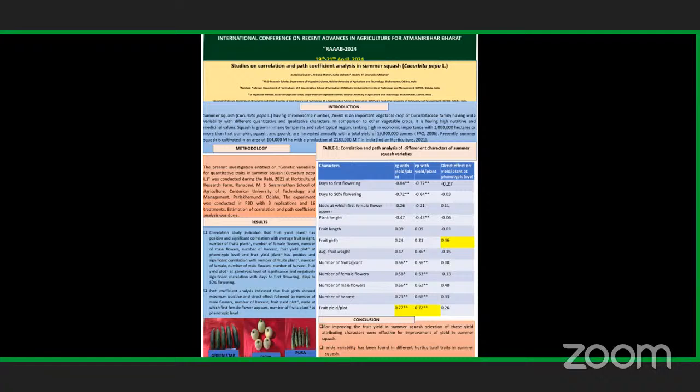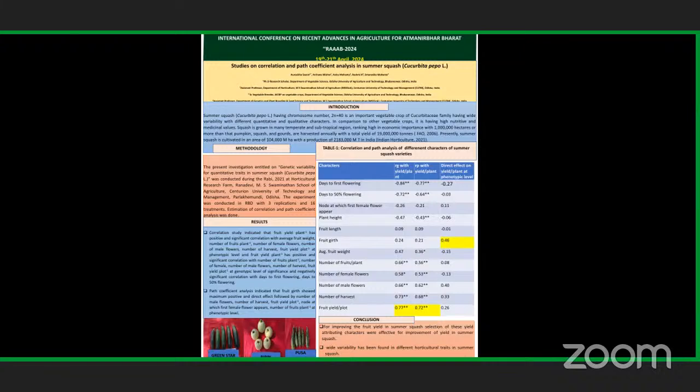It has high nutritive and medicinal value as compared to other vegetable crops, with vitamin A, vitamin C, niacin, and fibers. It also prevents cancer, heart diseases, and inflammation problems such as asthma and arthritis.